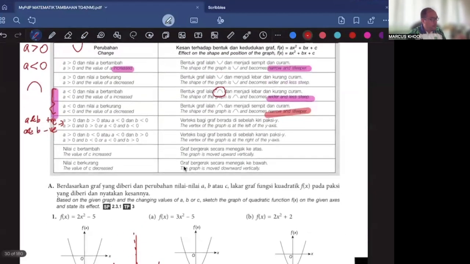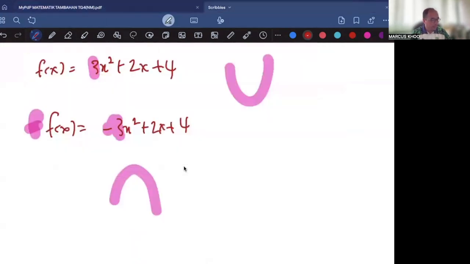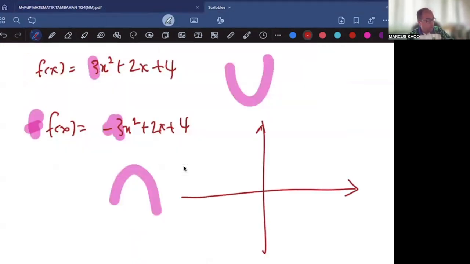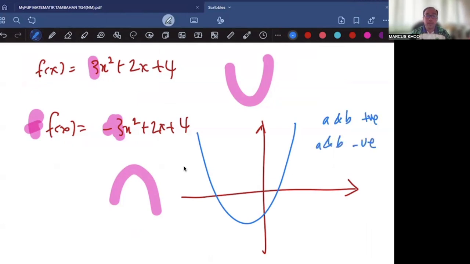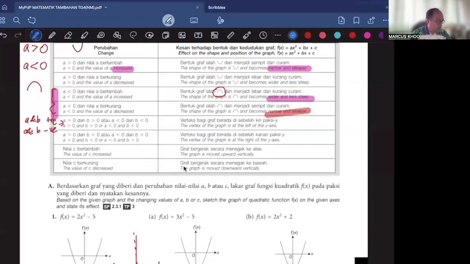So the question is, if A and B are more than zero, both positive, or if A and B are less than zero, both negative, the vertex will be on the left side of the y-axis. Let's say your axis is like this, so your graph will be like this. This is the situation where either A and B are both positive or A and B are both negative. So this is one situation, and now the next situation.